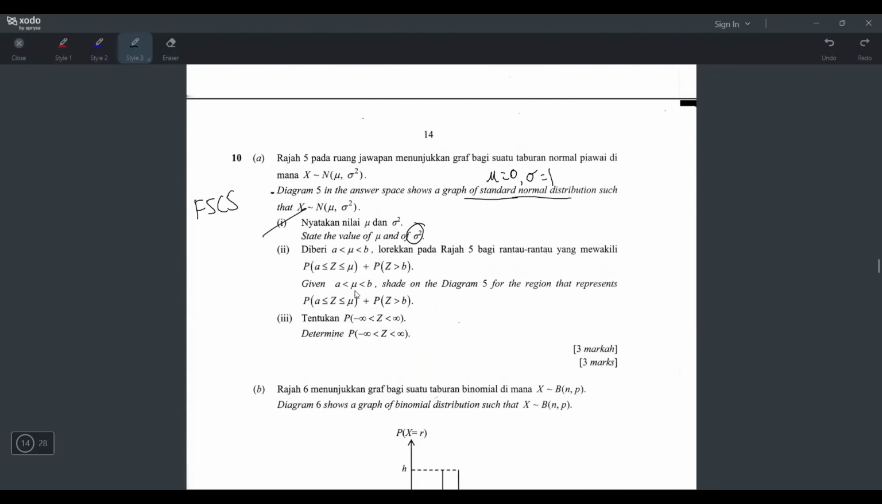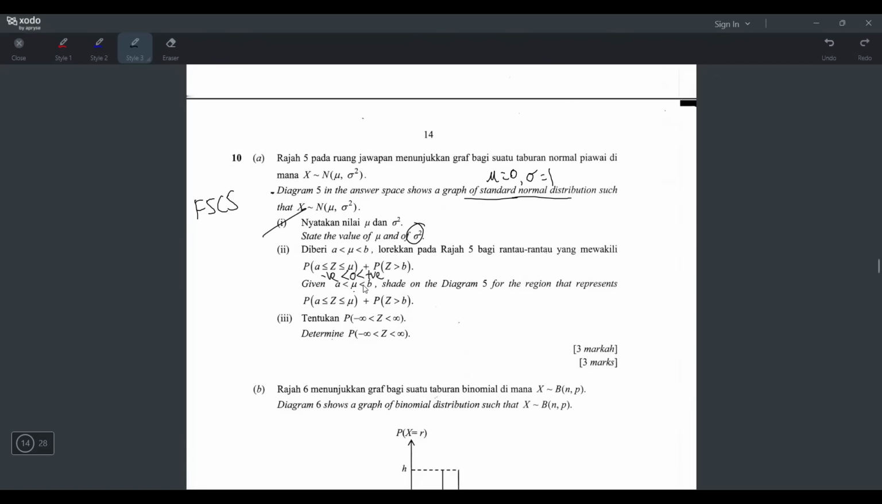Number 2, given that the mean is in between A and B. But mean is 0. And we all know when we write in between, this one has to be the small number, this one has to be the big number. That means A must be lesser than 0, so A will be a negative number. And B must be bigger than the mean, so B must be positive. But I don't know positive how much. I just know that it's 1 negative, 1 positive.